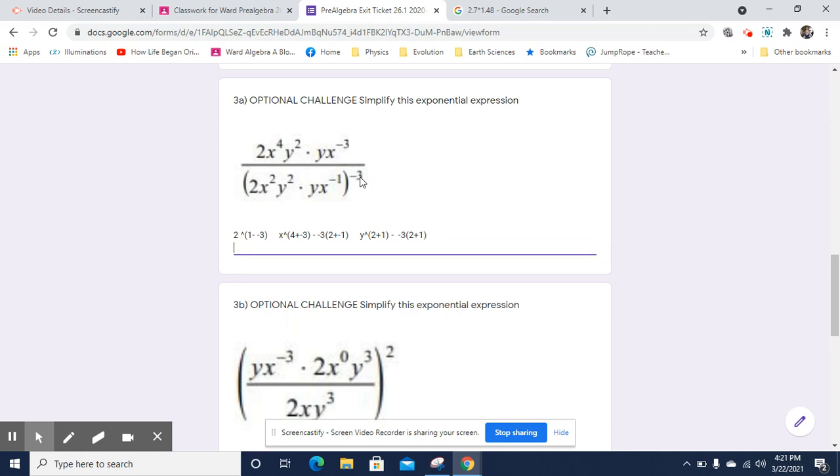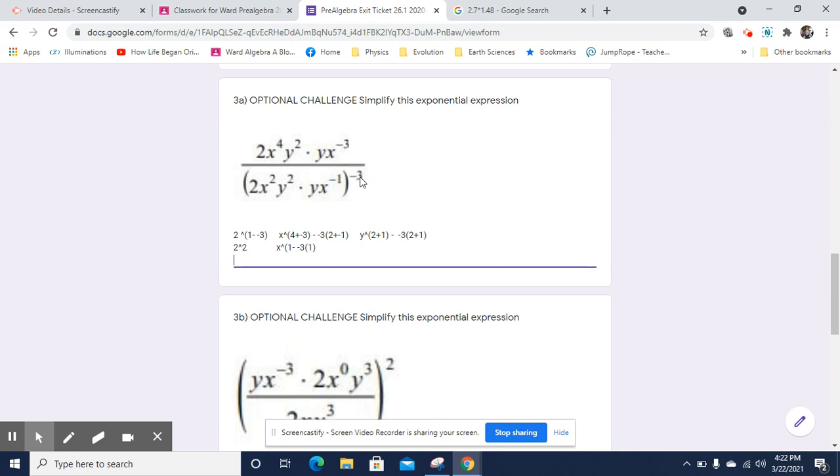Okay, so let's start simplifying that. That's going to be 2 to the 1 minus negative 3, which is 2 to the second power. That'll end up being a 4 if we want to. This is going to be x to the, okay, 4 plus negative 3 is going to be 1. And then I've got minus negative 3 times 2 plus negative 1. So that's going to be just 1. And then I'll deal with that in a little bit. Actually, I'll just go and say 4. I'll deal with that, and I'll come back up to the y.